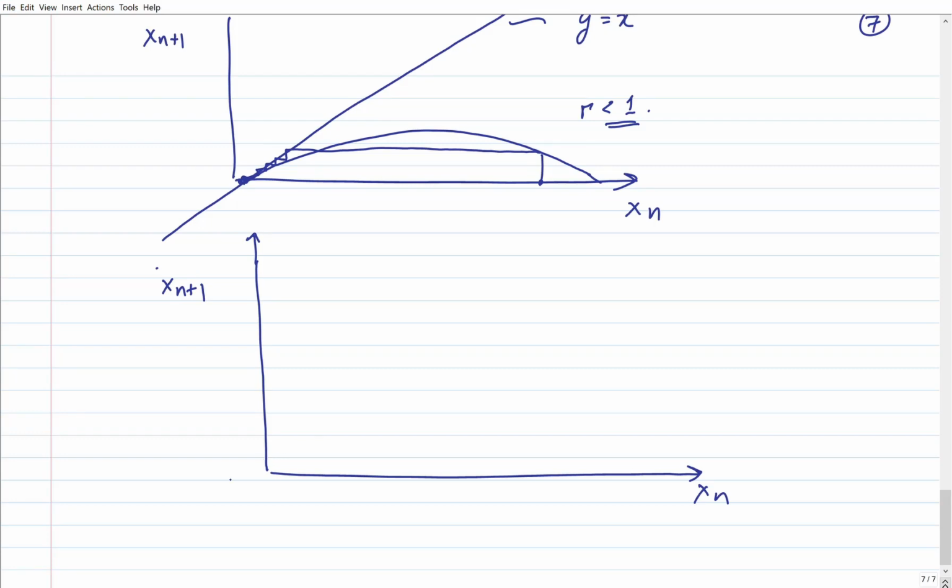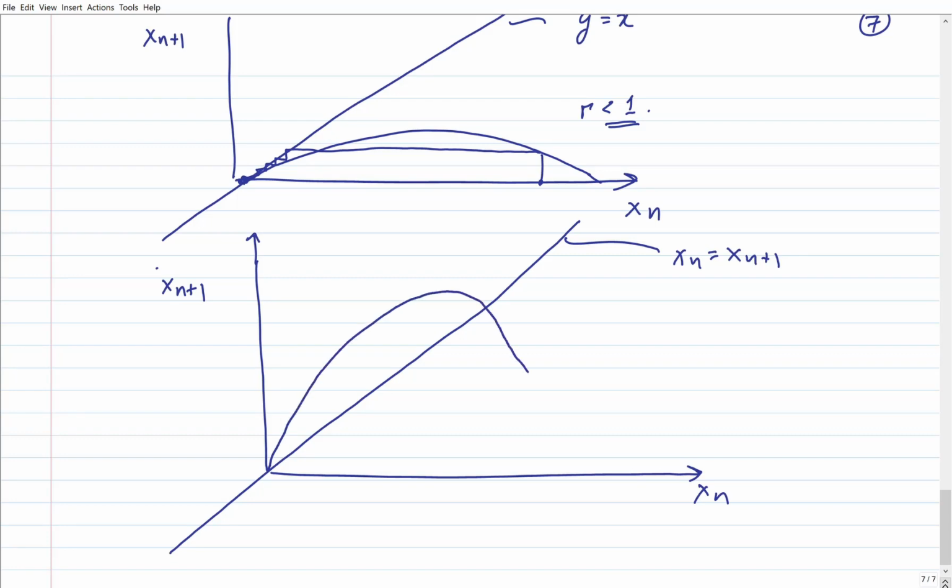Let me draw this guy. This is xn equals to xn plus 1. R greater than 1 would be a curve which is going to be slightly having a steeper hump. So this is the r greater than 1 case. And I start with some x0. Let's say I can start it anywhere, doesn't matter.